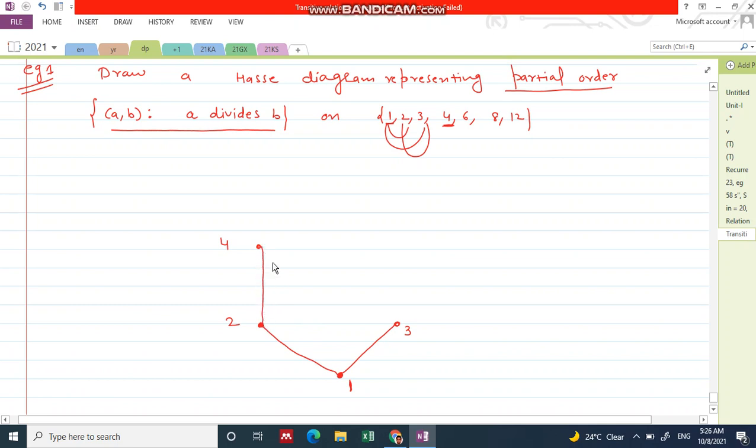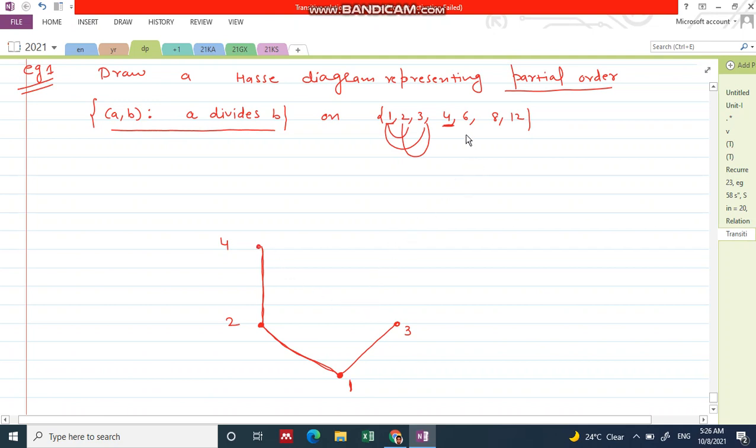Why is it like that? Because this partial order relation is also transitive. As 1 divides 2 and 2 divides 4, it automatically follows that 1 divides 4, so we do not draw any separate line. Now, is there any relationship between 3 and 4? No, there is no relationship, so you need not join 3 with 4.